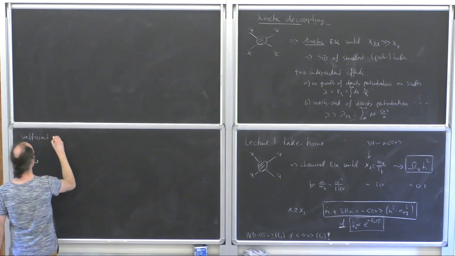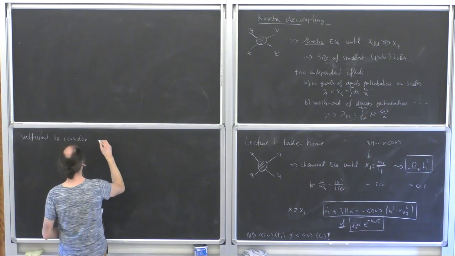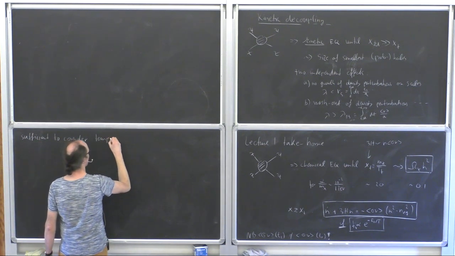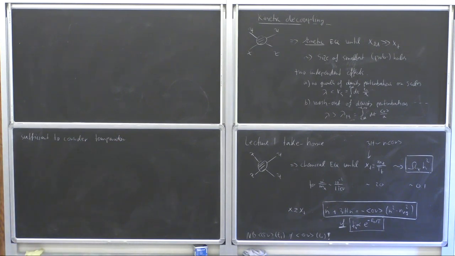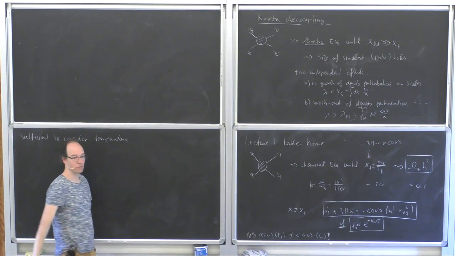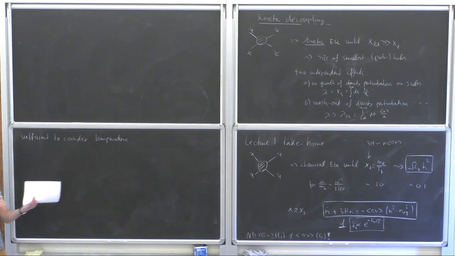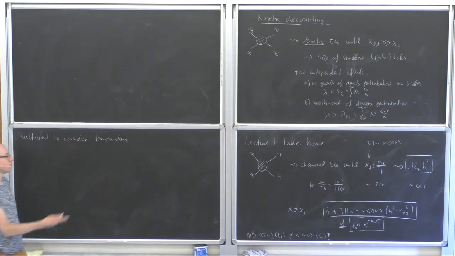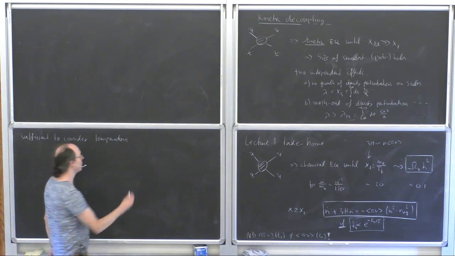So it's sufficient to consider the velocity dispersion, which in local equilibrium is just the temperature. So what I do is introduce a parameter that is basically proportional to the velocity dispersion and which reduces to the temperature in the limit where we still have kinetic equilibrium.